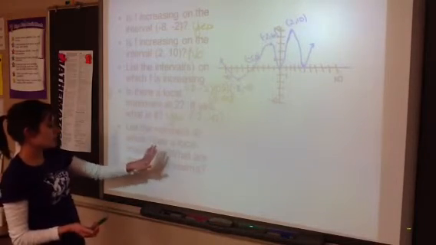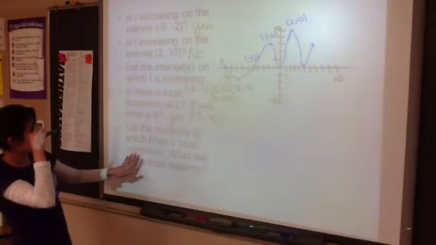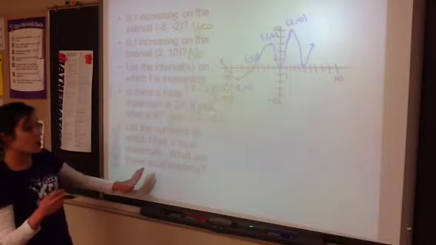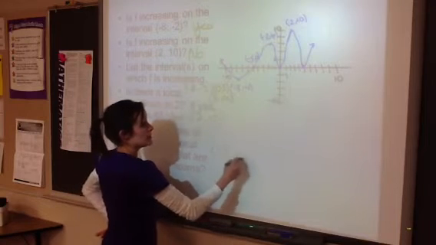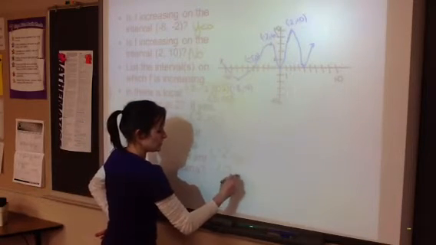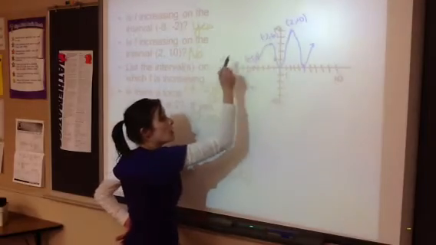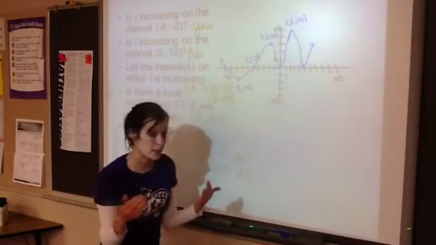List the numbers at which f has a local maximum. So we're supposed to list all of them. And so I just told you what they were. -2, 6, and 2, 10. Remember, if these were closed, you would also have to pick those.